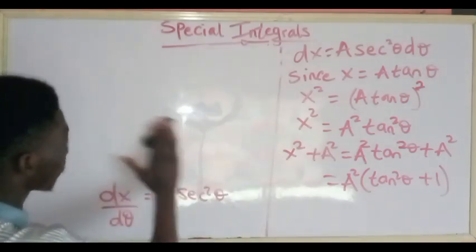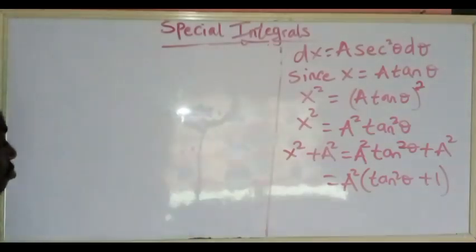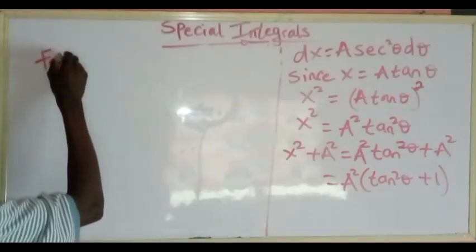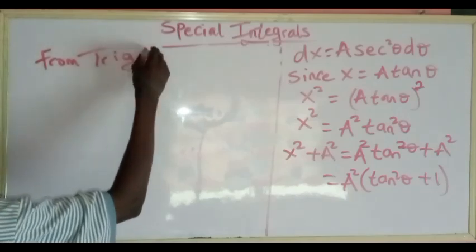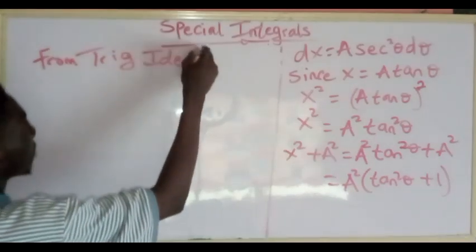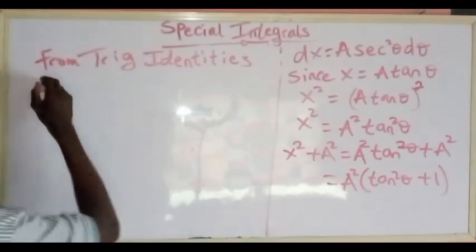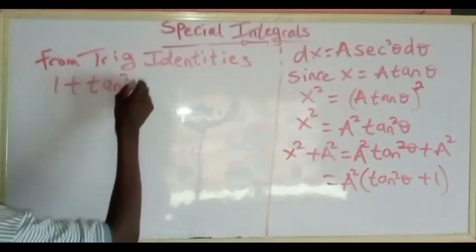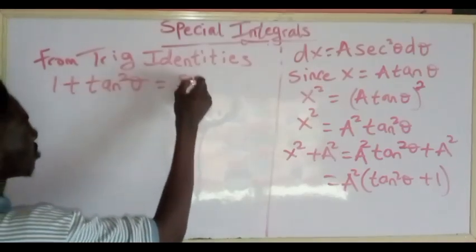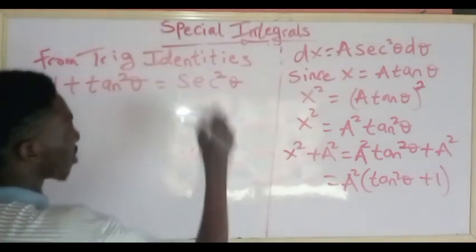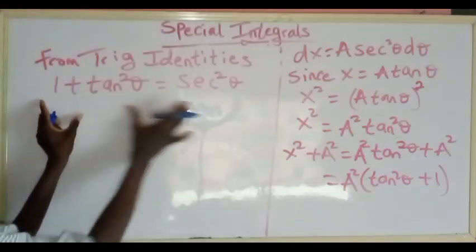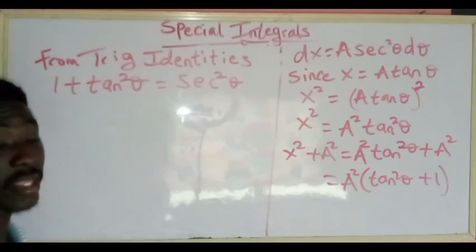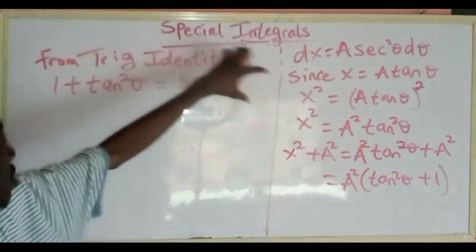And continue proving. Okay, yeah. So from trig identities, we know 1 plus tan squared theta is equal to sec squared theta. This identity occurs in trigonometry. It is a popular trig identity that this is equal to this.